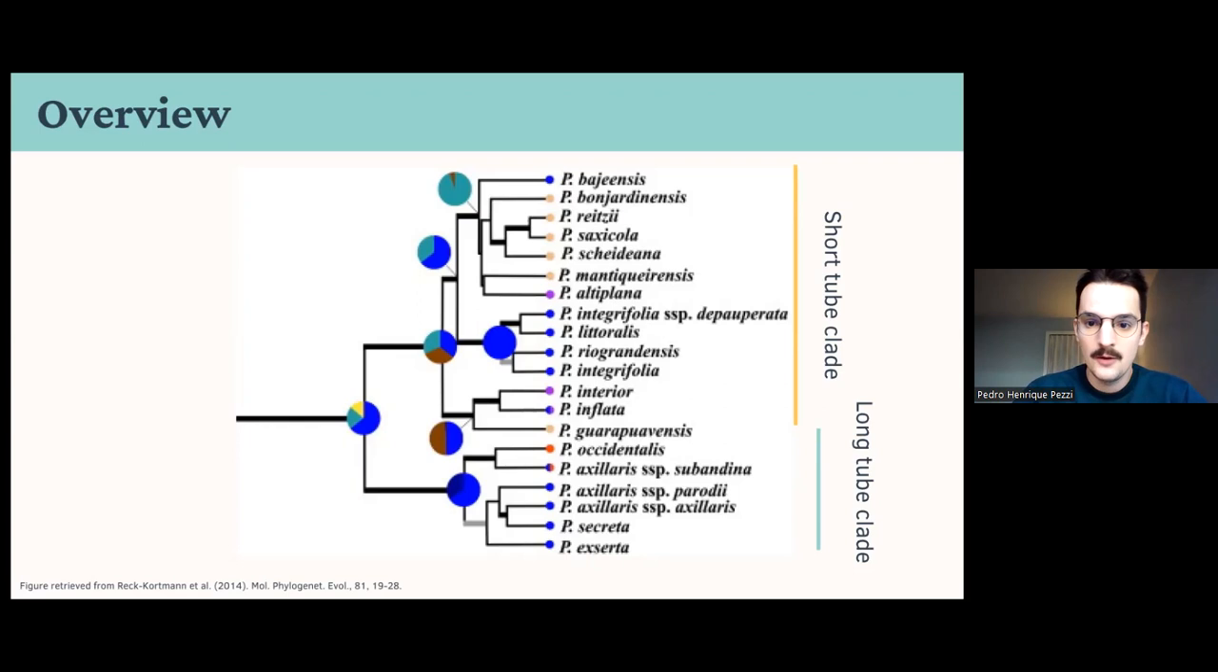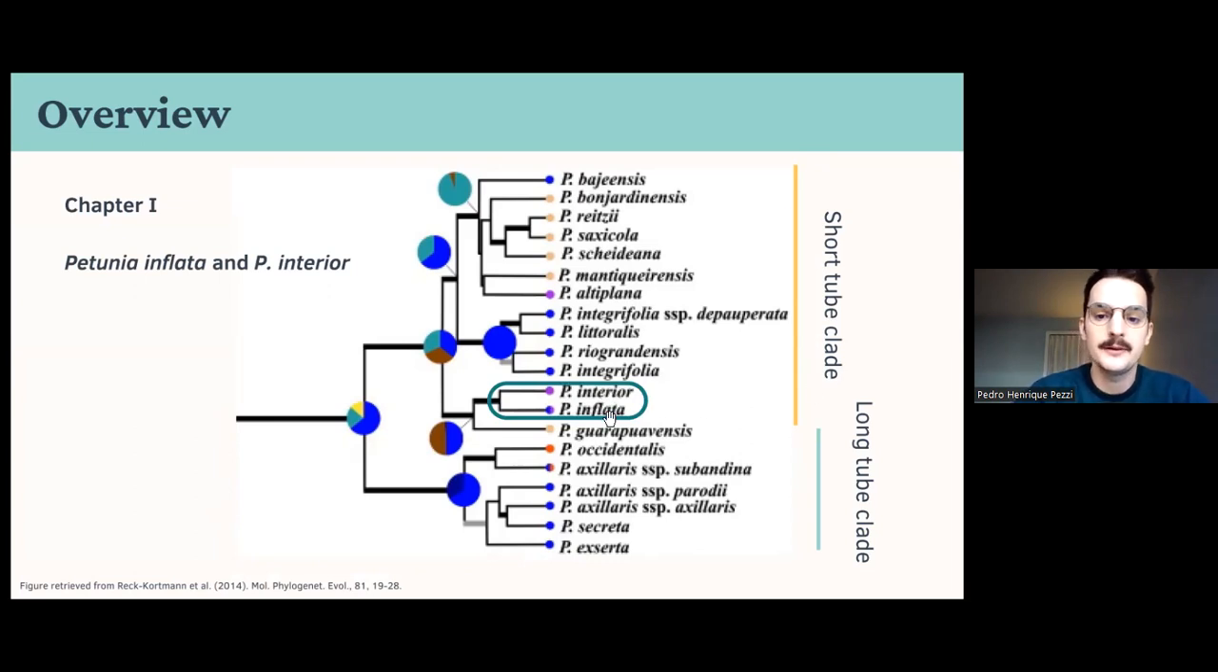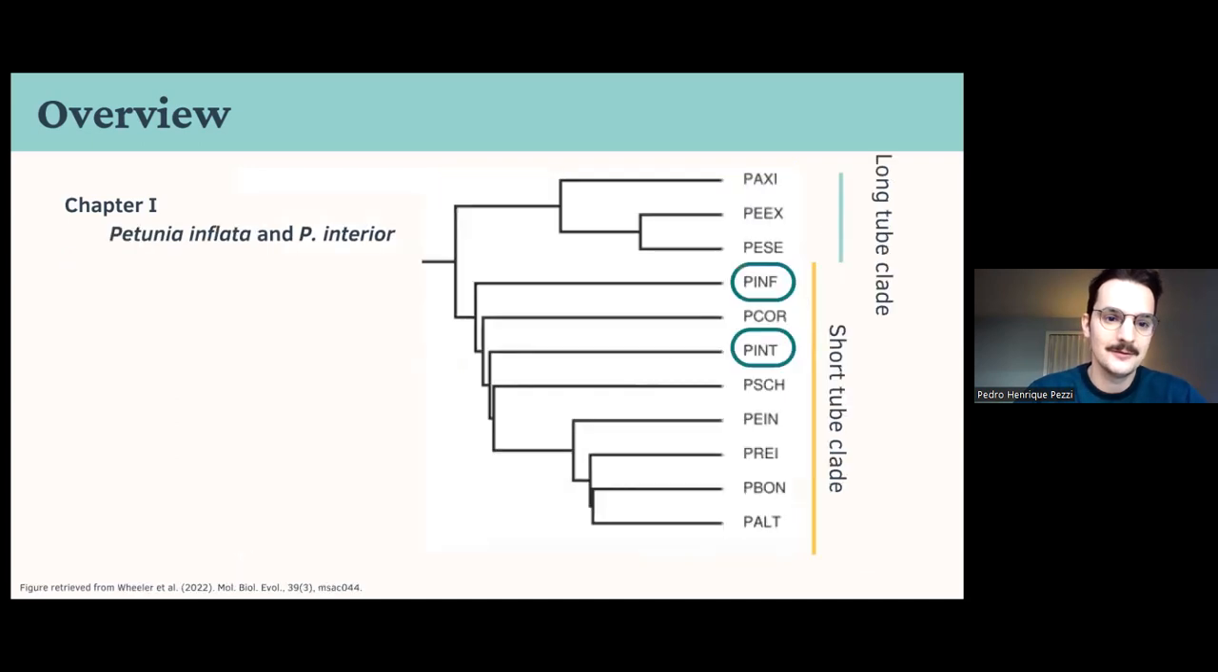For my first chapter, I will be talking about these two species that belong to the short corolla tube clade, Petunia interior and Petunia inflata. This phylogeny shows them as sister species, but there are some newer works from Luke that show they might not be that related. We don't know much about it yet, but we thought they were sister species.